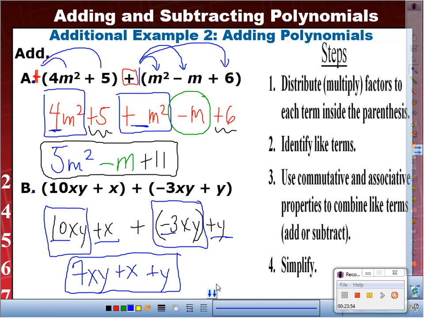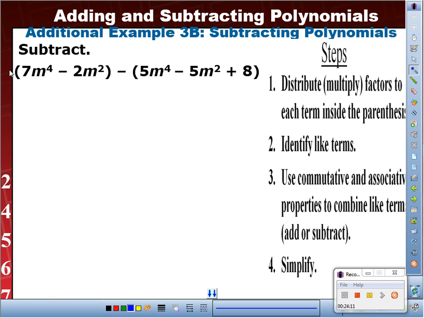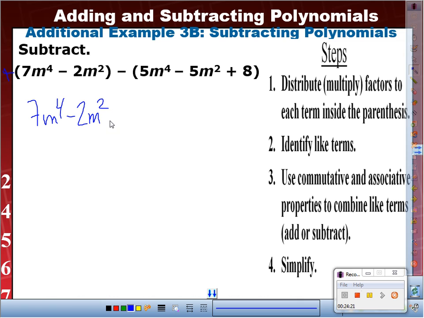No. Hold on. We got one last thing. Here we go. Check this out. Look at this one. Example 3b. Look up, please. 2 parentheses. But what do you notice now in between them? Minus. So check this out. Look what I'm going to do. Pay attention, please. In front of this parentheses, I know it's a plus, so therefore this is 7m to the 4th minus 2m squared. Are we there so far?